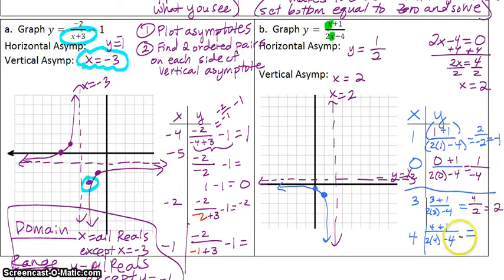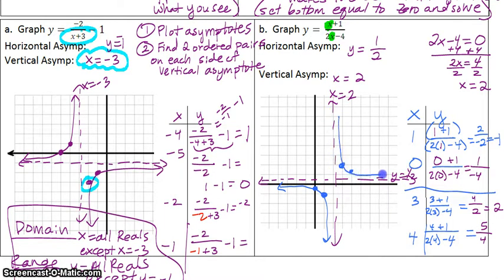And then for my last point, 4 plus 1 is 5. 2 times 4 is 8. So 8 minus 4 is 4. So 5/4. All right. 3 comma 2 and 4 comma 5/4. That's about 1.25. That makes sense.